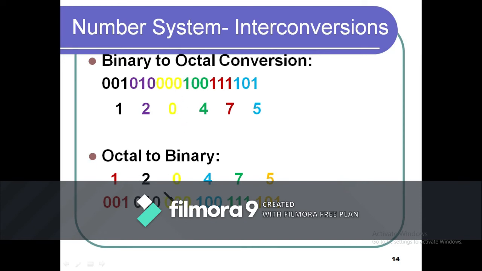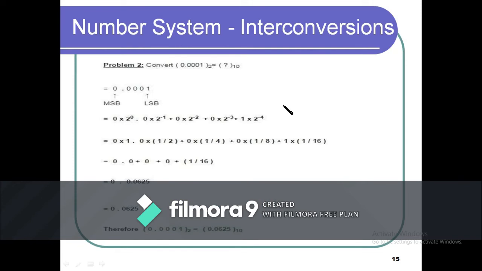The answer is 12047. Same, you put the value. Here we take one example, 0.0001, that is the base, means a binary value, and you have to convert it to decimal.